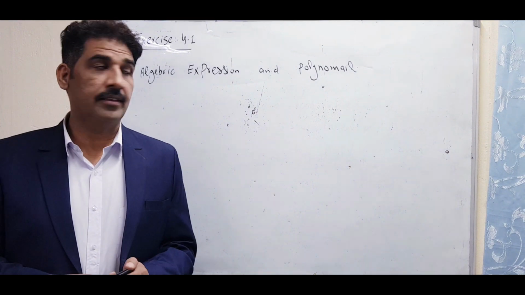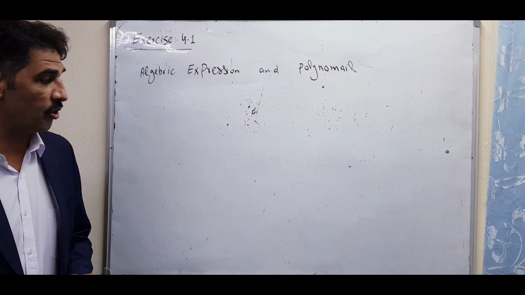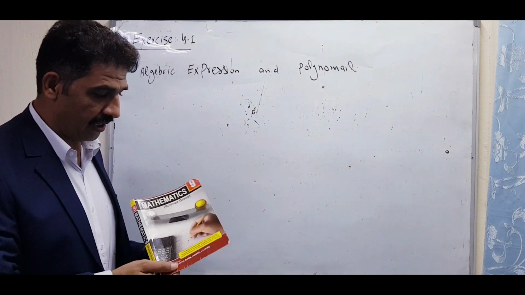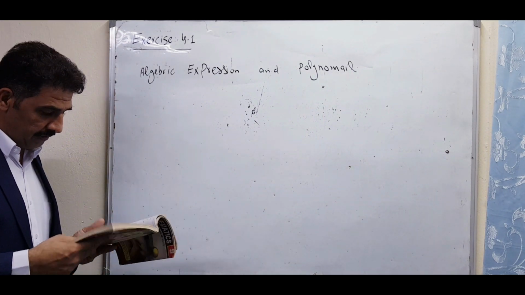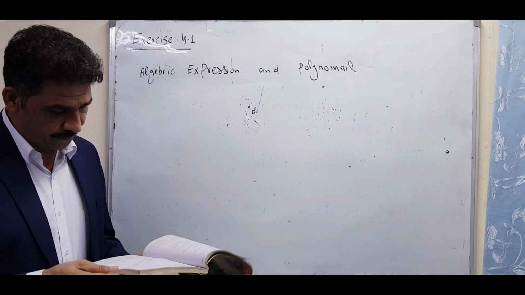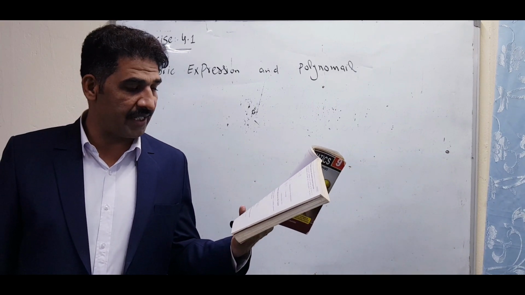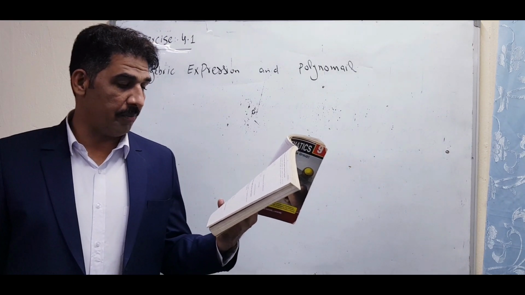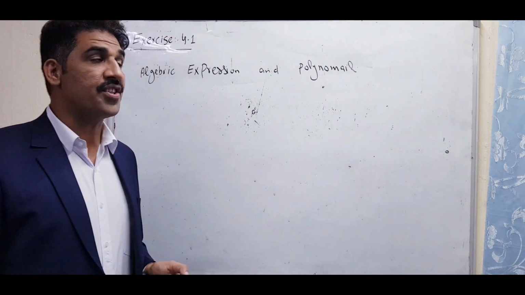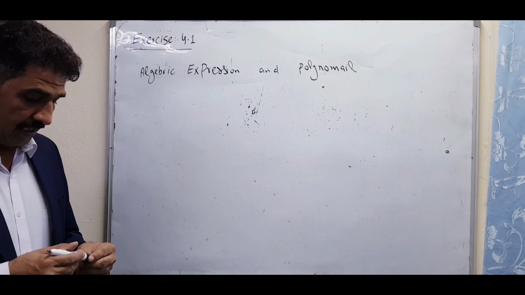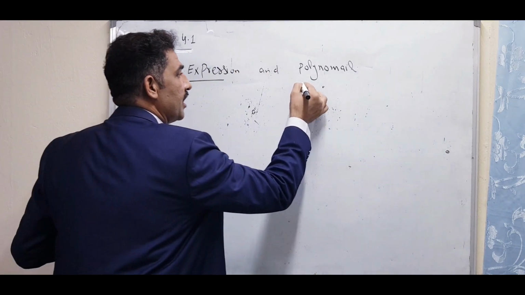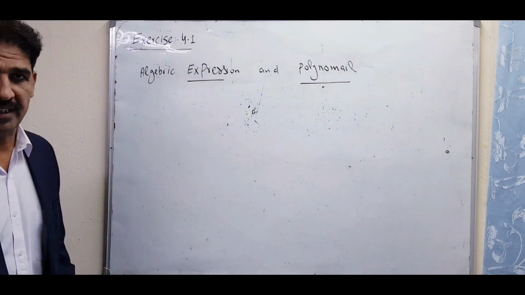Assalamu alaikum students. Today our lecture is exercise 4.1 from the 9th class book. The first question of the exercise is: identify whether the following algebraic expressions are polynomials. We have to identify whether the given terms are an expression or a polynomial. First of all, to solve the question, we have to find the difference or definition of expression and polynomial. Right?